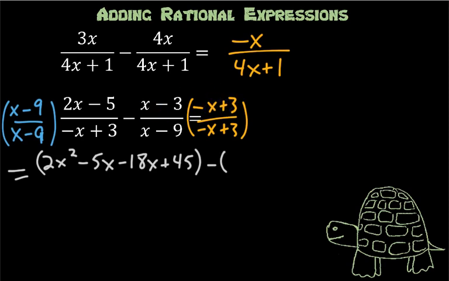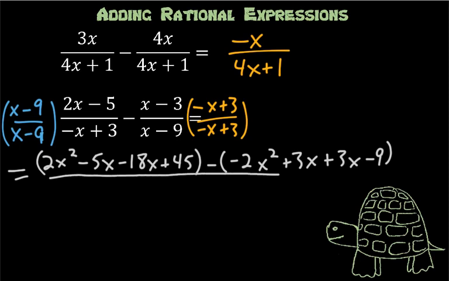X times negative x is negative x squared. X times 3 is positive 3x. Negative 3 times negative x is positive 3x. Negative 3 times positive 3 is negative 9. And all of that is going to be over the quantity x minus 9 times the quantity negative x plus 3. Let's see what we get when we start looking at common terms.